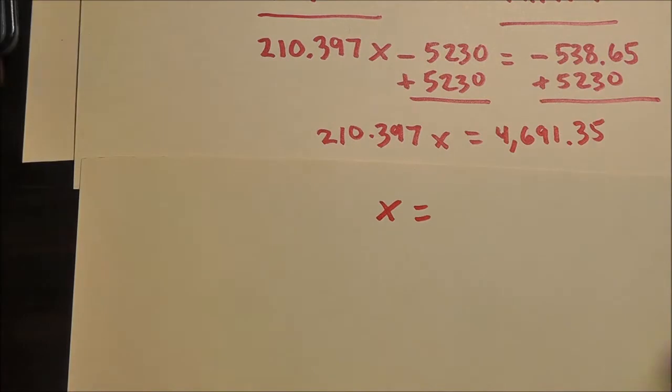X is what happens when I divide 4,691.35 divided by 210.397.